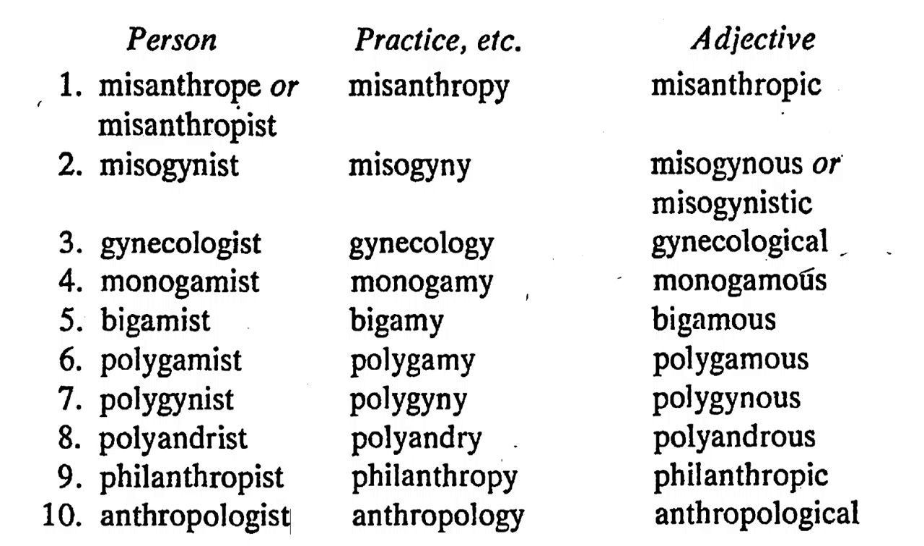The first word is misanthrope or misanthropist. A misanthrope is a person who hates mankind. The adjective for misanthrope is misanthropic.